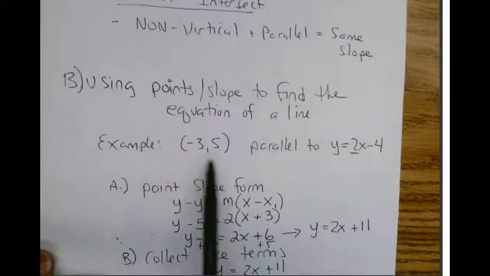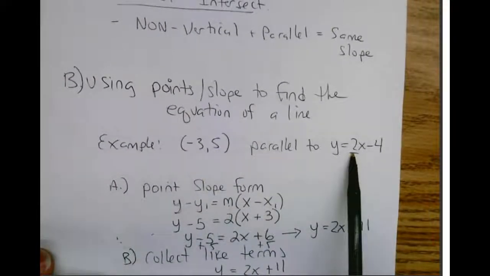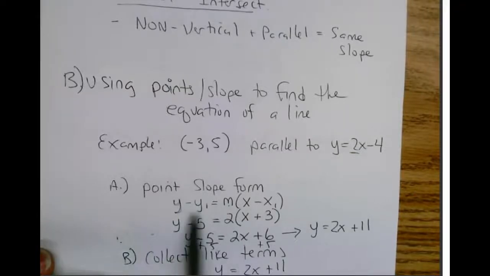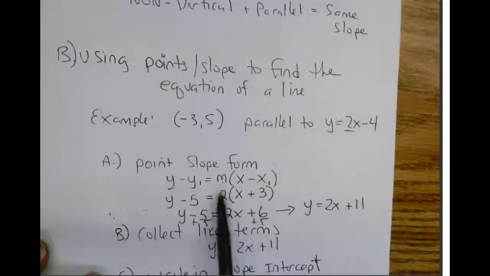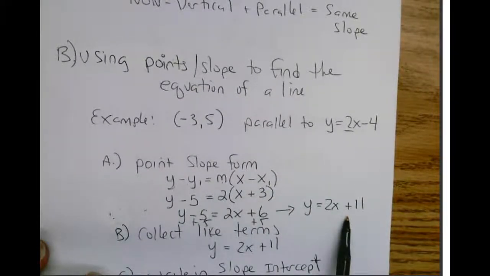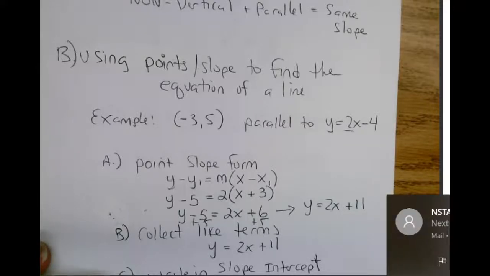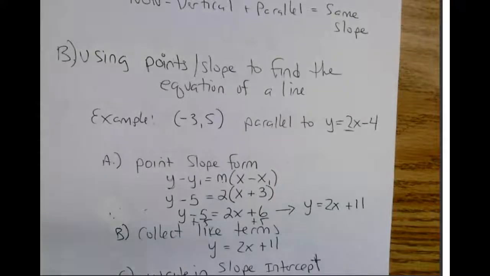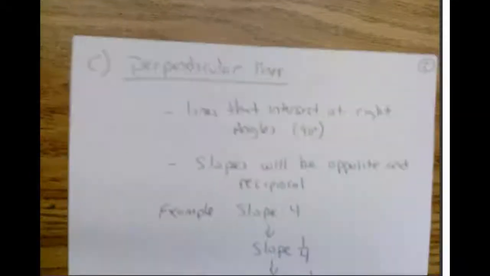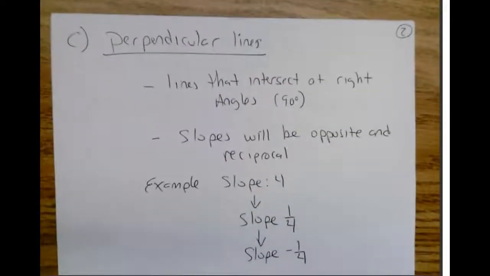So you can use these points, use the slope of the other line, use the point-slope form, plug your points in for x1 and y1, use the slope from the other line, then do the algebra, and in the end you should have the equation of the line. So that's a parallel line and how it can be useful with knowing points and slope.